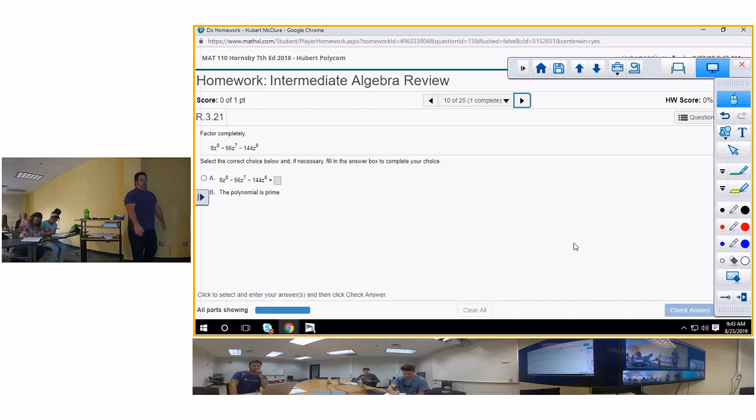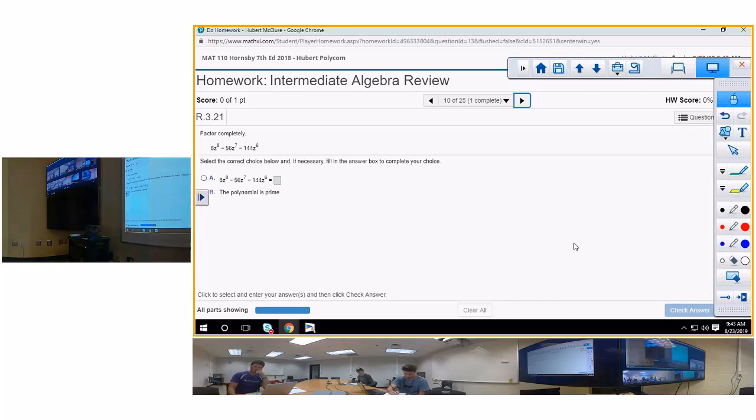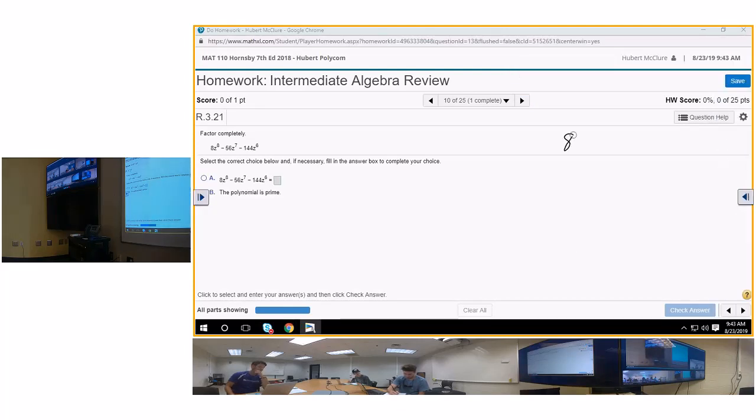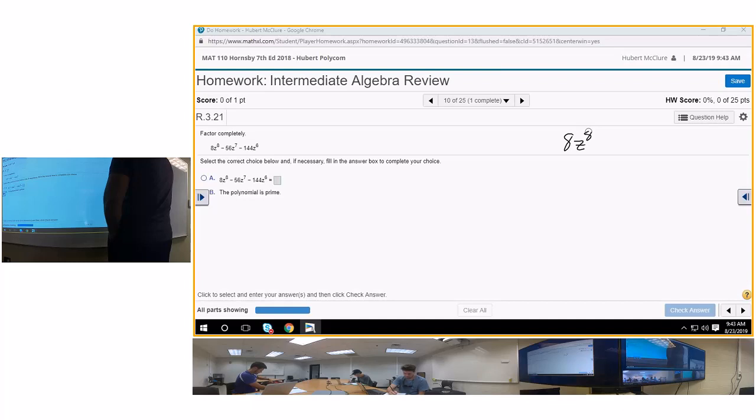Factor out a common term, and do the reverse FOIL. 8z to the 8th minus 56z to the 7th minus 144z to the 6th.